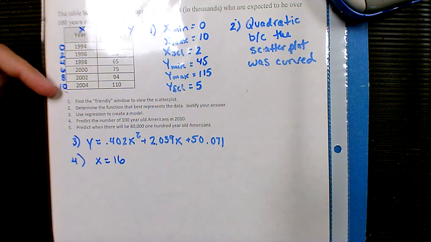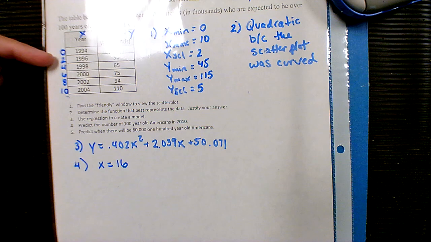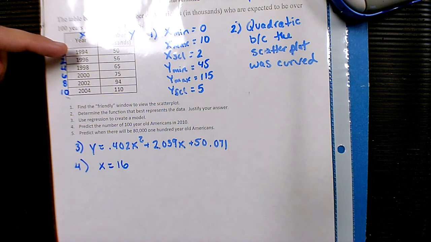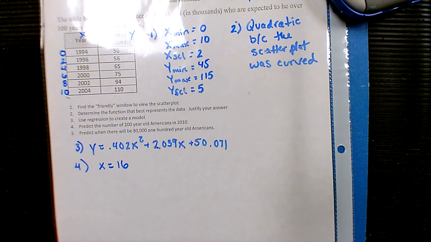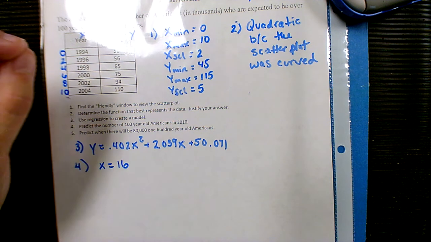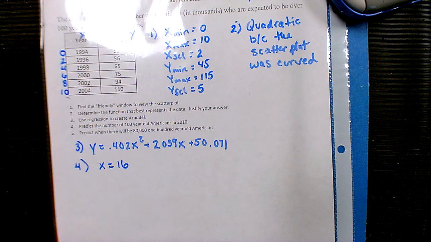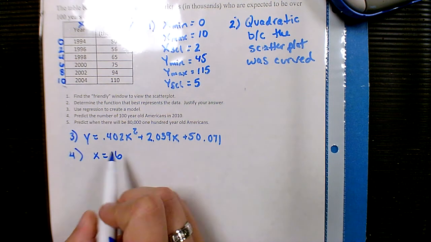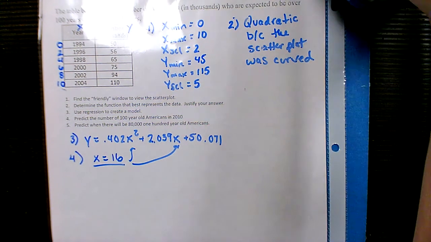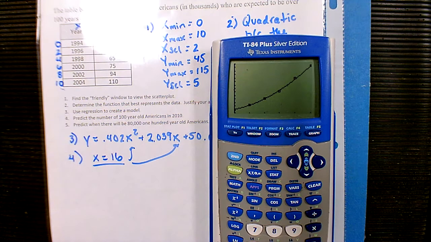Right, since we changed what the x's actually represented, we now have to figure out how many years after 1994 is 2010. So that would be 16. You're not actually plugging in 2010 anymore, you're plugging in how many years after that beginning date, which would be 16. So let's plug in 16 for all those x's. Again, you might have to second quit out of your graphing screen to plug in that number.